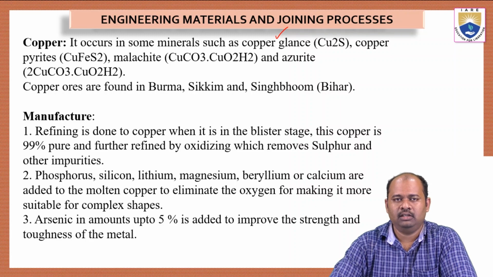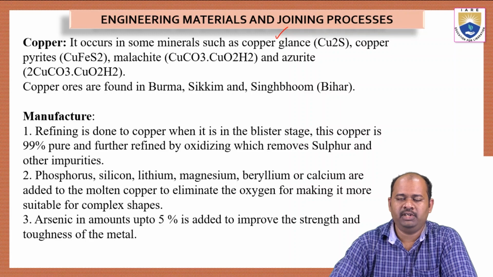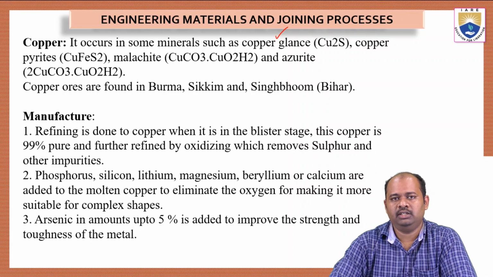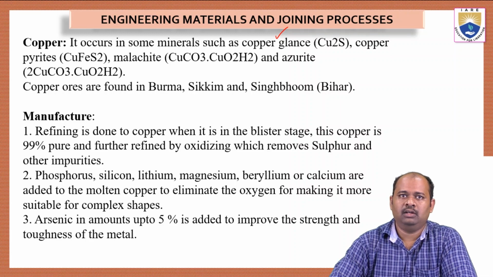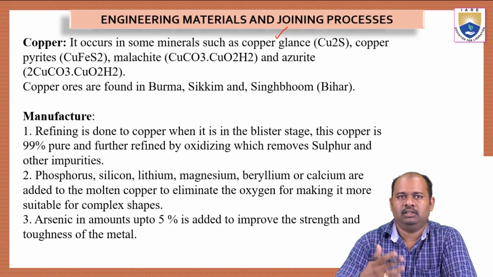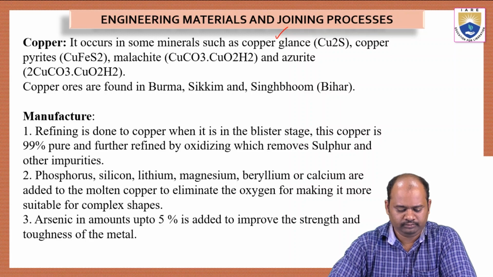So any one of these elements can be added in order to remove the oxygen that is present in the copper, which makes it weaker or not suitable for making small sized objects. So this is another process which is done while the ore is refined.